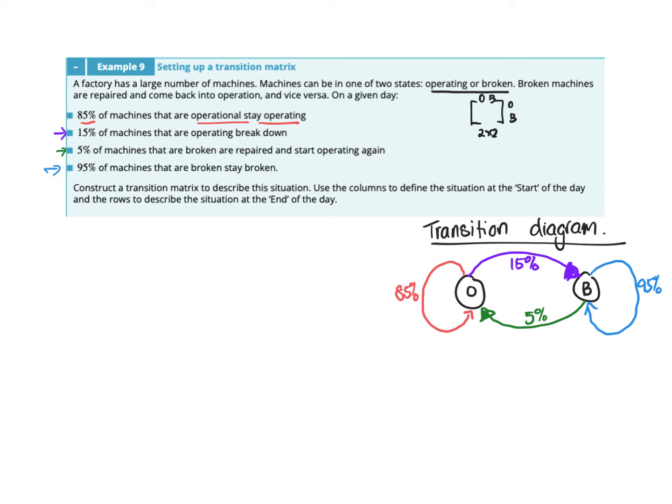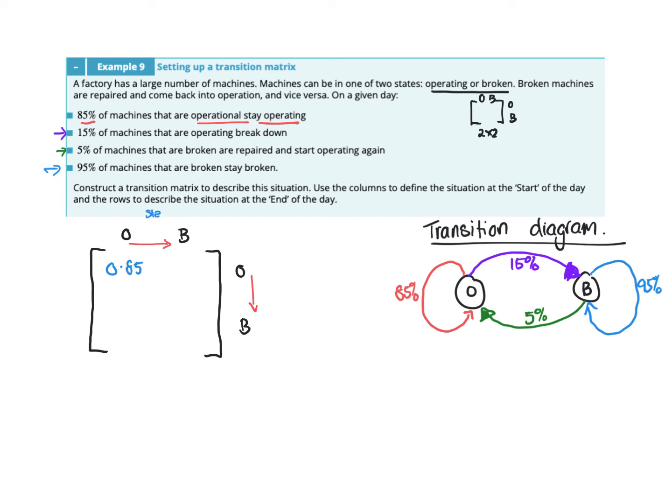But they want a transition matrix, so we know it's a square. We know we have operating, broken, operating, broken. Just as long as it matches that way, if you'd put the broken first, it doesn't matter, you still get all the same answers. You just got to be careful that you're matching it. All right, so operating to operating, that was 85%.